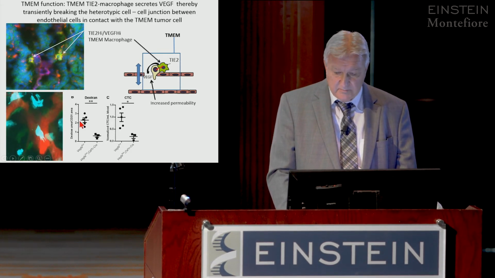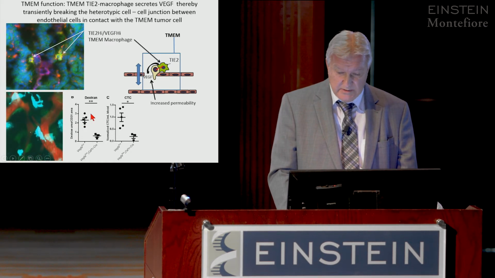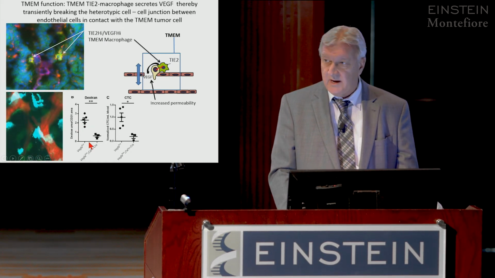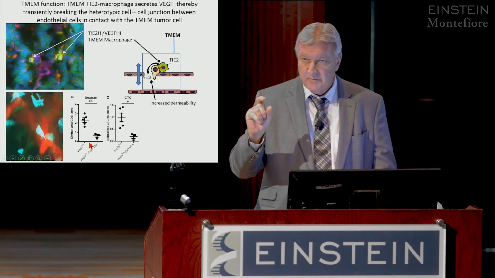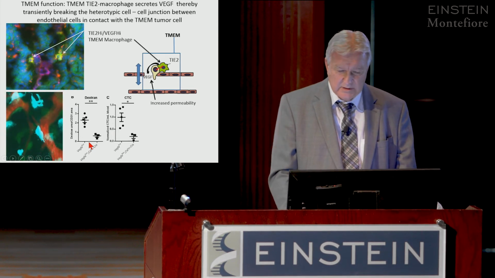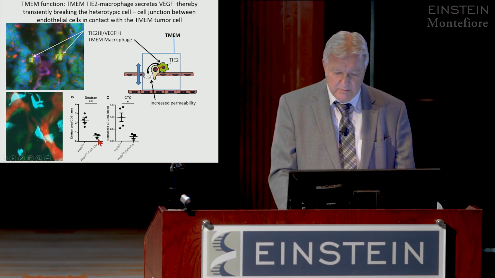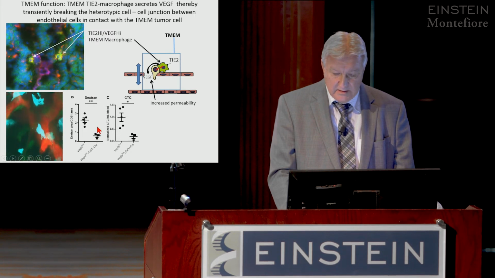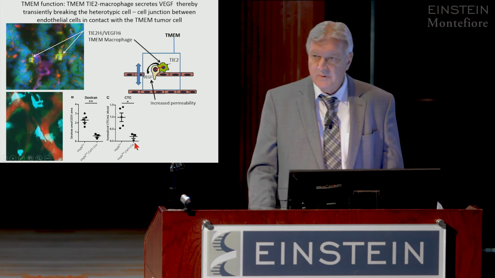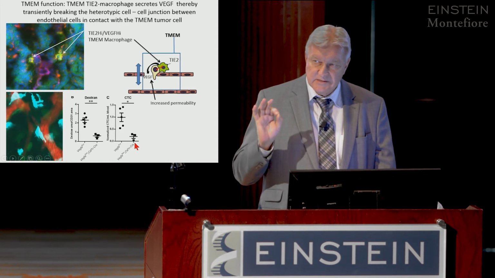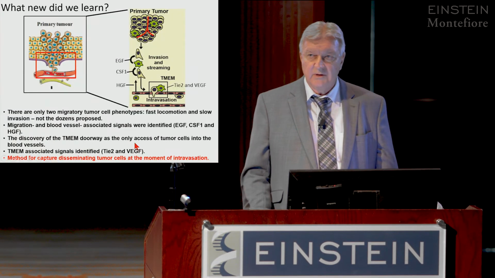So what we did to prove the function is we took the VEGF gene out of the macrophage. We literally knocked it out genetically. And then we looked at TMEM function, and we found that the permeability, this event, and the intravasation, this event, completely went to zero. So the VEGF was the key signal that allowed TMEM to do its work.